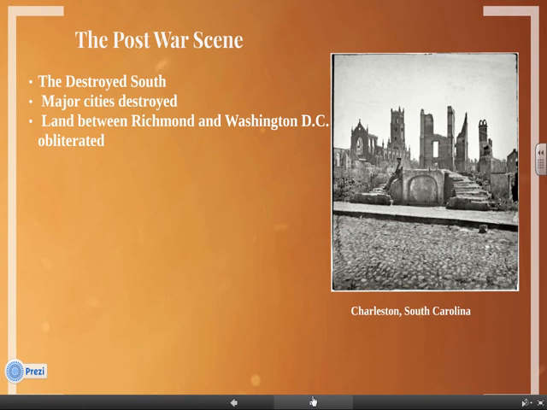And if you remember from your maps that you saw in 1301, most of the Civil War was fought between a 100-mile stretch between Washington, D.C. and Richmond, Virginia. All that land is destroyed. Now, what's the problem there? What is the South's greatest method of income? What type of economy are they? Are they industrial, agrarian, or shipping?